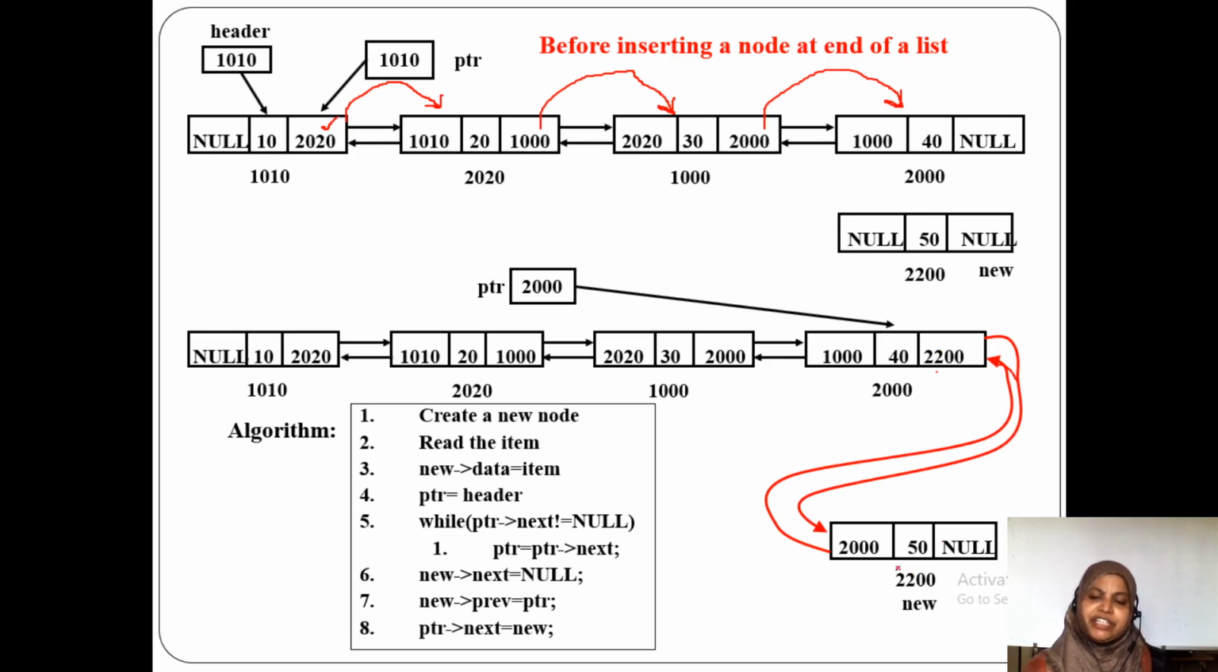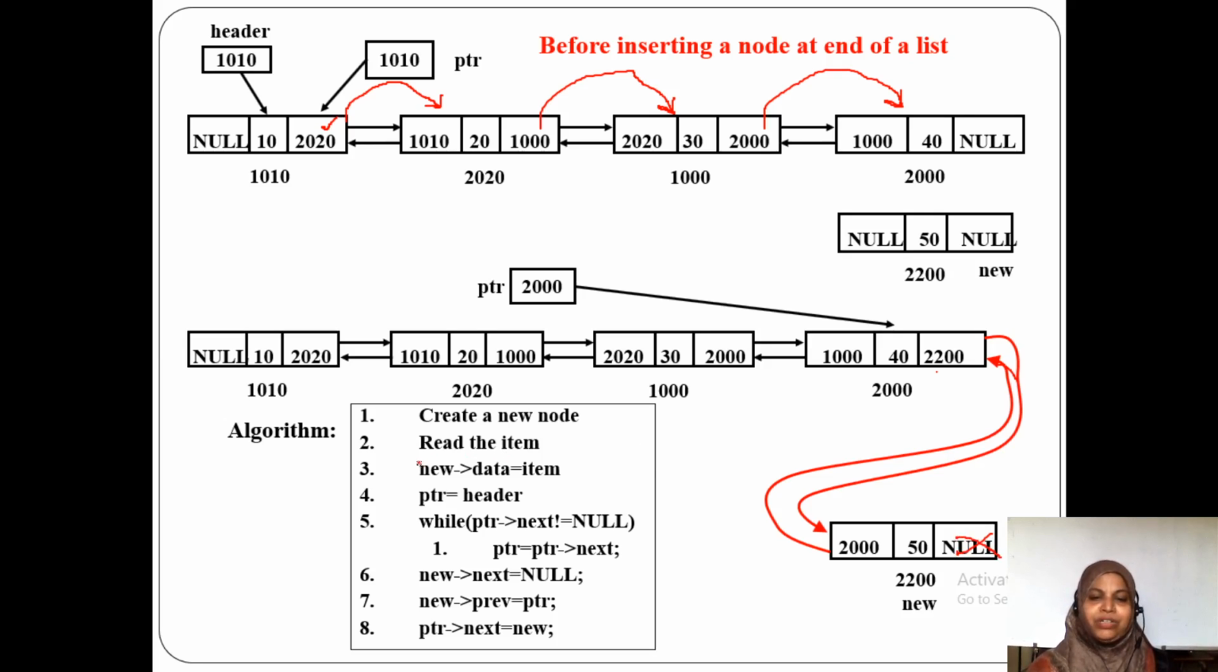For this 50, this is the new node. In the left pointer field, we are going to save the previous node address. Which one is the previous node address? 2000 is the previous node address. So we are going to save the 2000 in this case, right? For this 50, which one is the next node? There is no question of a next node. That's the reason we are going to put the null value here.